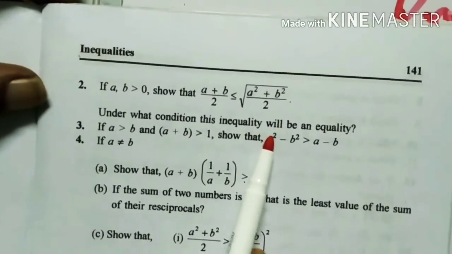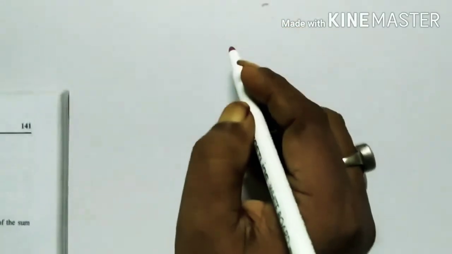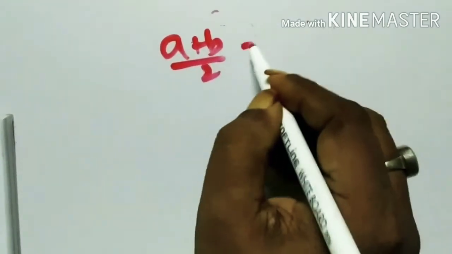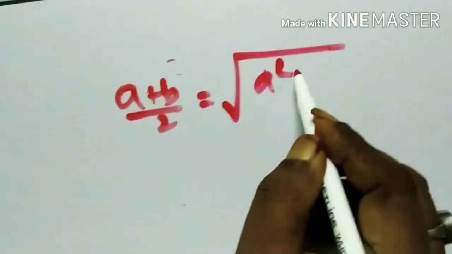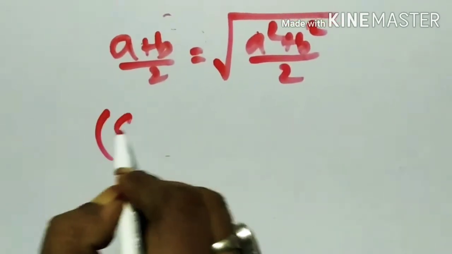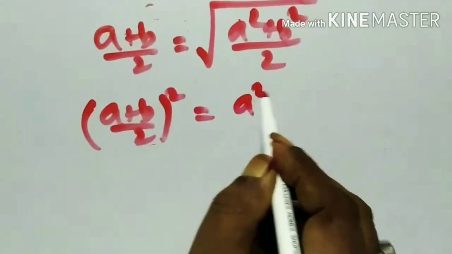Now there is one more question: under what condition will this inequality be an equality? That means they will be equal. So (a plus b) by 2 equals root over (a square plus b square) by 2. Now squaring both sides, we get (a plus b) by 2 the whole square is equal to (a square plus b square) by 2.